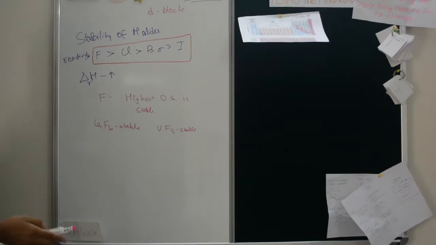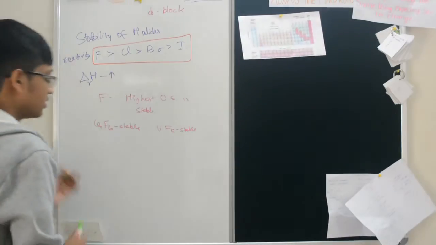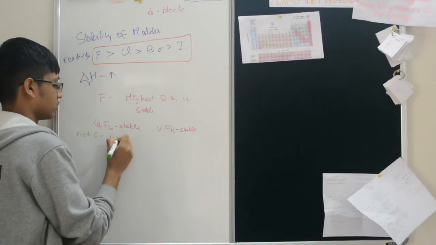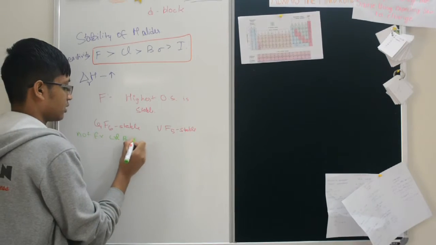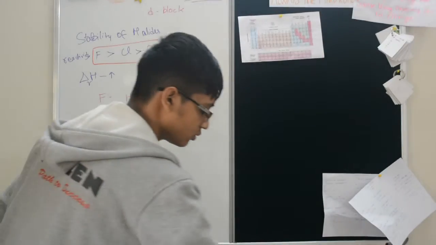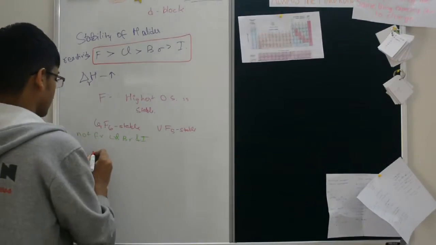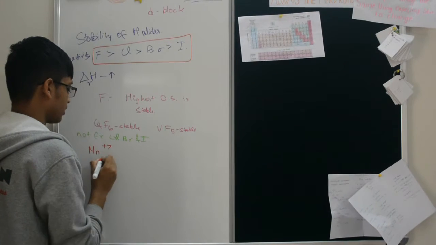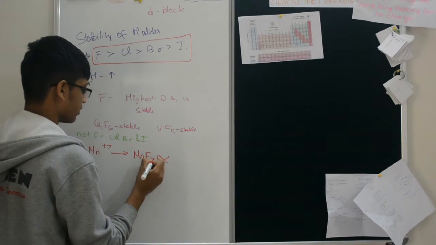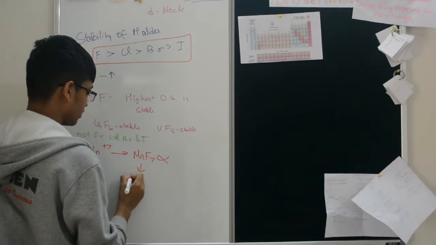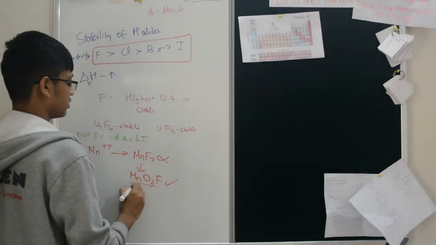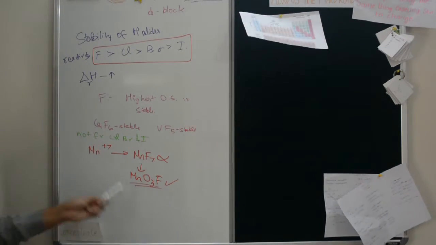As for other elements, for chlorine and bromine and iodine, it's not like that. It doesn't do that. So after this we go on to one exception case, which is for manganese. Mn is having plus 7. However, it does not form MnF7, okay? It forms MnO3F. This is the highest oxidation state for manganese and it forms that.